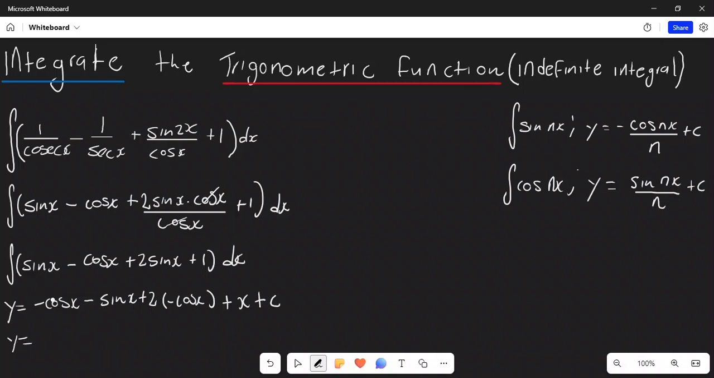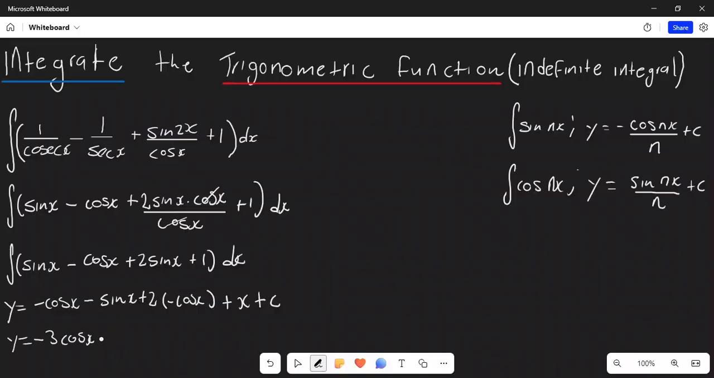So let's do it. As you can see here, we have negative cos x, and we also have 2 negative cos x there. So these negative cos terms are going to give us 3 negative cos x. And then we are also left with negative sine x, plus x plus c. So this is how you do this problem here, guys.